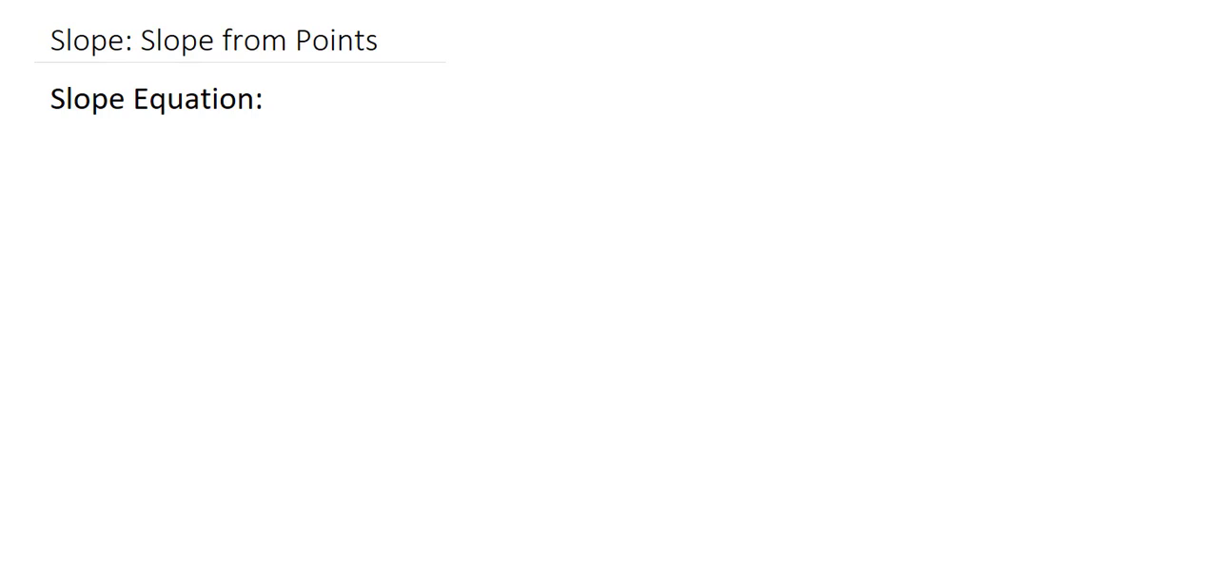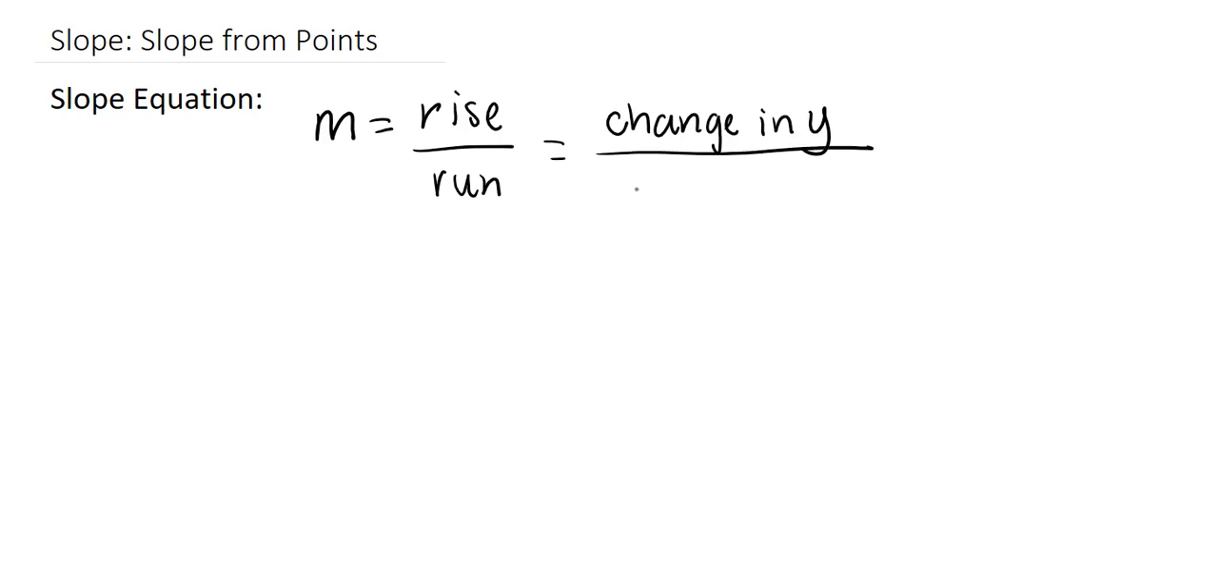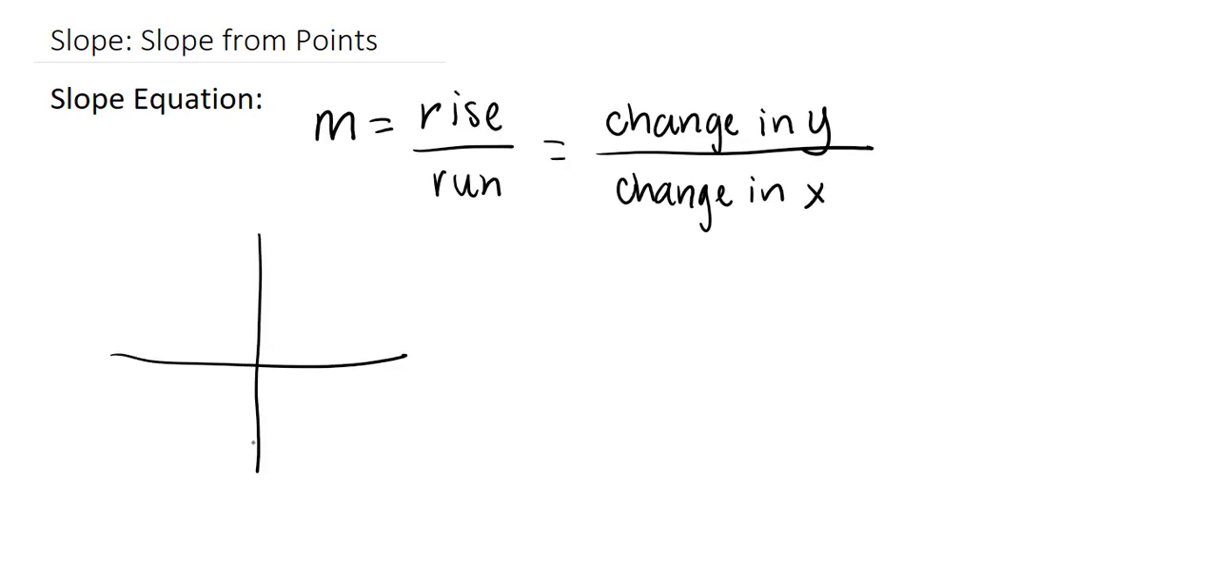Slope from points. In order to solve for the slope given 2 points, we're going to use a slope equation. Really, what this is, we have an m value, which stands for our slope, which is our rise over run. Well, what does the rise mean? That just means we have a change in our y values, and our run is our change in x values. So let's graph a line here.